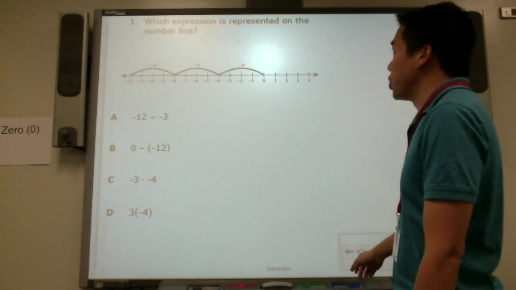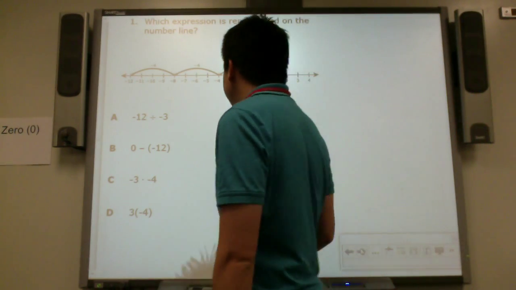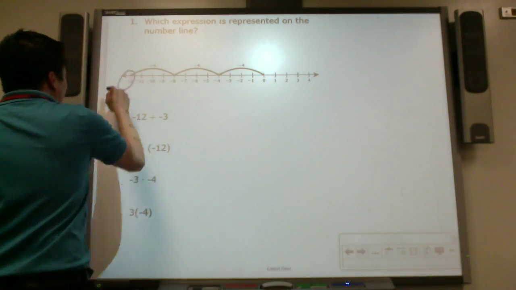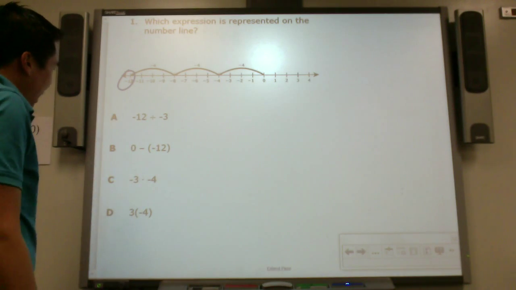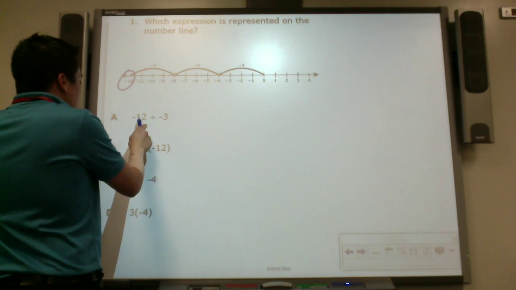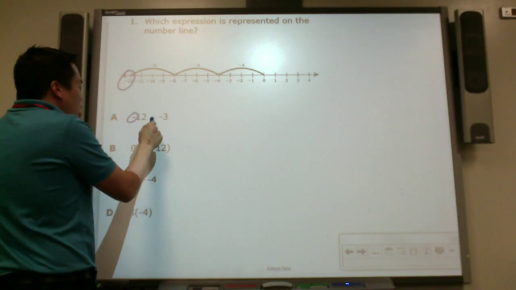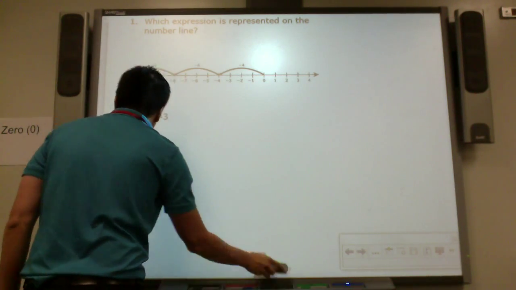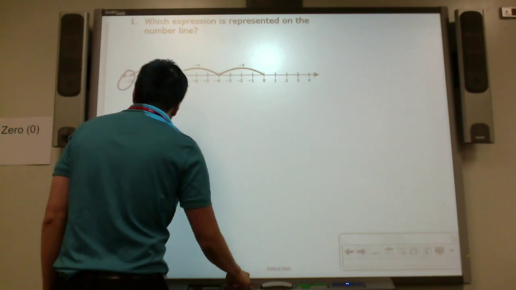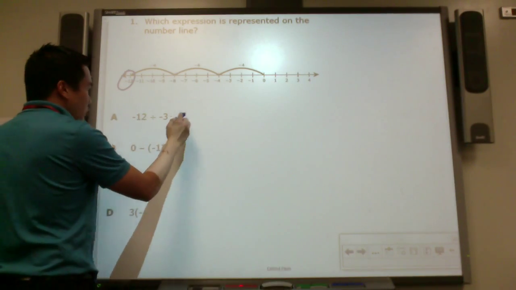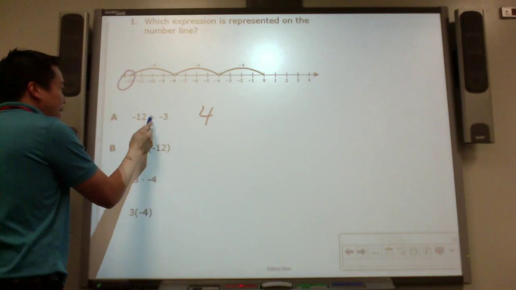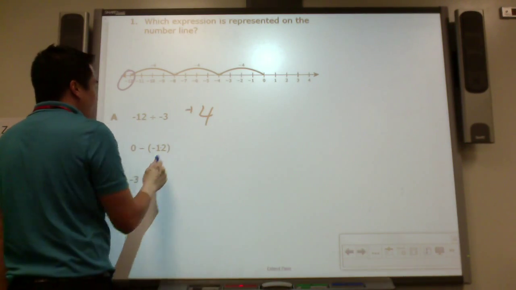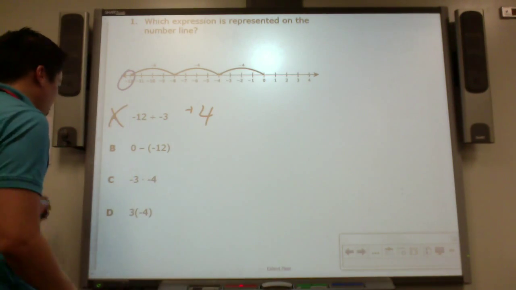Which expression is represented on the number line? Let's see. The answer is negative 12. One of these will give me negative 12. Opposite of 12 divided by negative 3. Or you can think of it as 12 divided by 3, first of all, is 4. The two negatives: opposite of negative is positive. Positive 4. A is a silly answer.